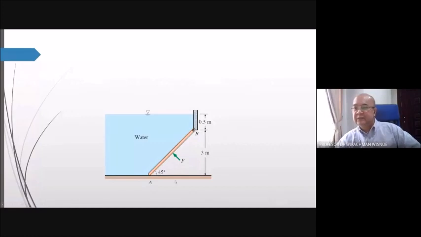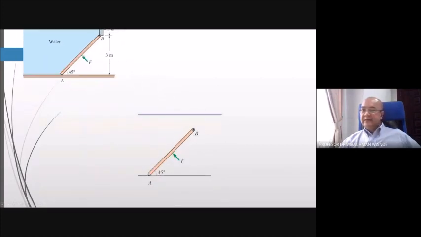Let's focus on this figure. We are asked to calculate the minimum force F that will allow the gate to open. Open in this case means it starts to rotate about point B. Before we calculate F, what we need to do is to calculate whatever forces are present against this gate. For that, we start by drawing the free body diagram.